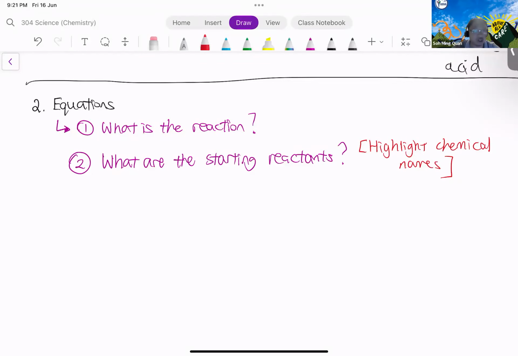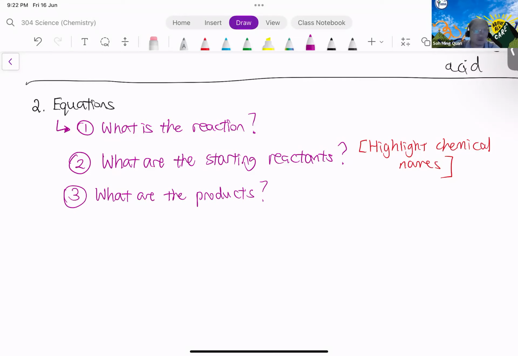Sometimes the products are told to you in the question. So again, highlight chemical names. But if the products are not told to you, you should be able to predict them based on the reaction and the starting reactants. So now let's begin with an example.